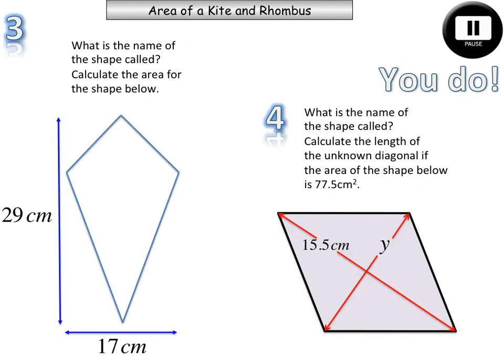Okay, question 3 and 4. What is this shape called? And calculate the area of the shape below. So there's two parts to that question. And question 4, I've given you the area, and the area of that shape is 77.5 square centimeters. You know what x is, your job is to find out y.